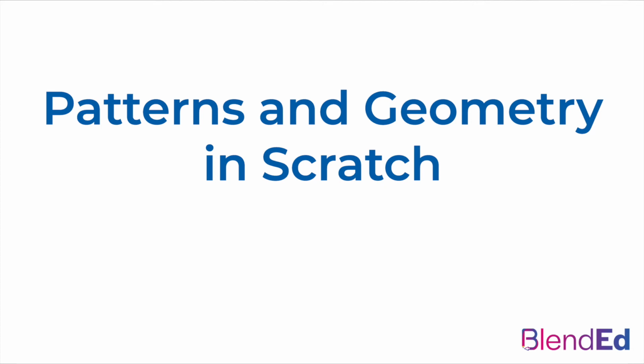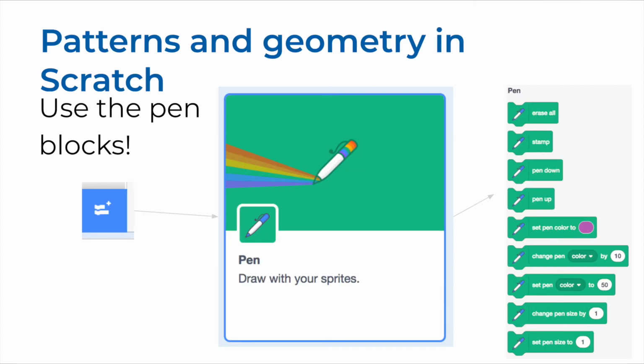The next one I wanted to mention was about patterns and geometry. And this involves using blocks that are called the pen blocks. So earlier I showed you how to add the text-to-speech blocks from that section at the bottom. And there's also a set of blocks that are called pen. When you add those in, you get these green blocks over here, and they allow you to do all sorts of different things to do with drawing in your project.